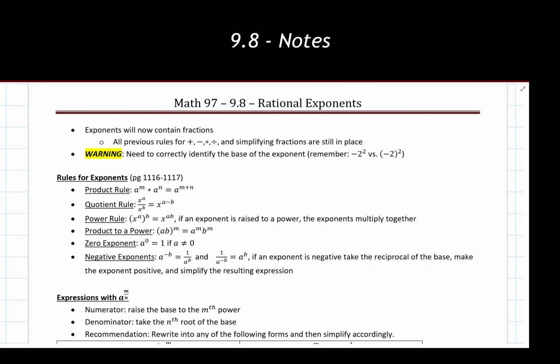Section 9.8 has us working with rational exponents. And what this means in practice is that we are now going to have exponents that have fractions in them. So this means all of the previous rules that we've learned for adding, subtracting, multiplying, dividing, and simplifying fractions are all still in place here.